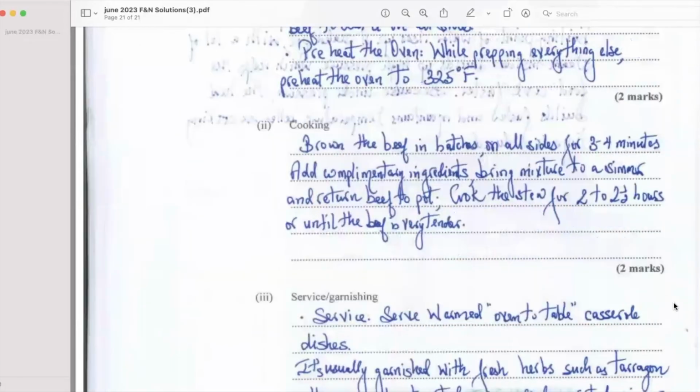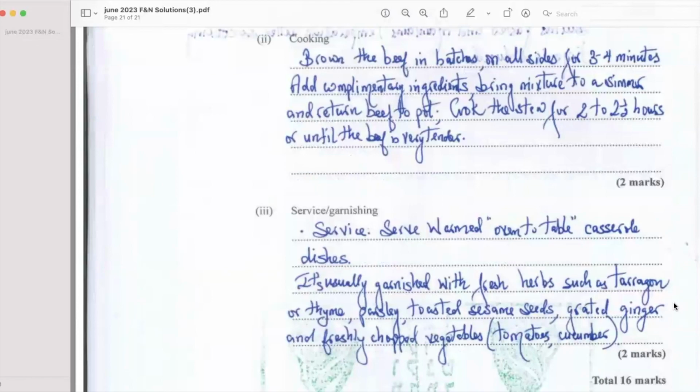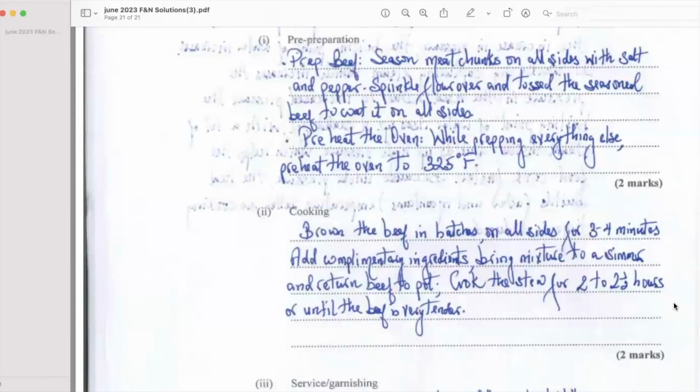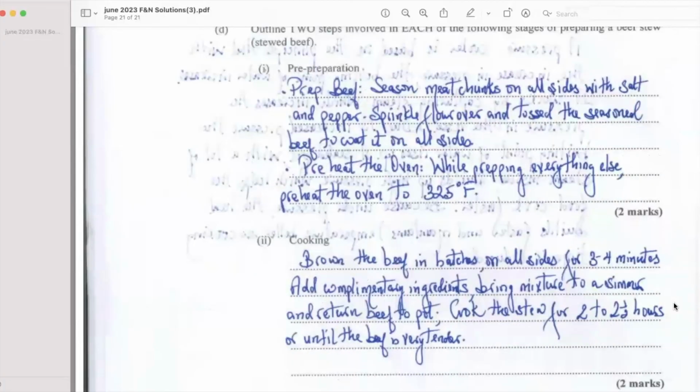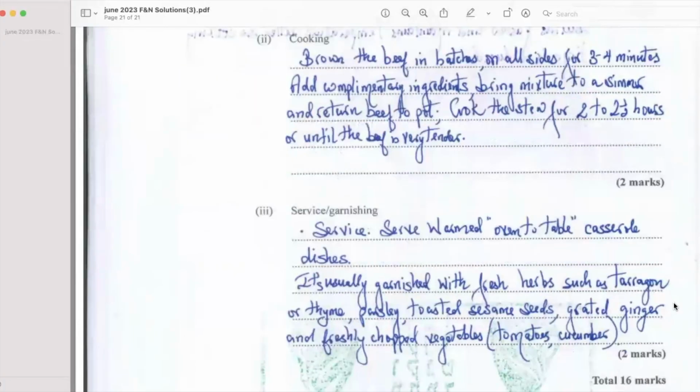All right. Serving and garnishing. What's the question again? They say up here, outline the steps. Okay. All right, serving and garnishing. So serving means warm up the table. The casserole dish is usually garnished with fresh herbs such as, and they give us different options, parsley, thyme, or ginger, all of those.